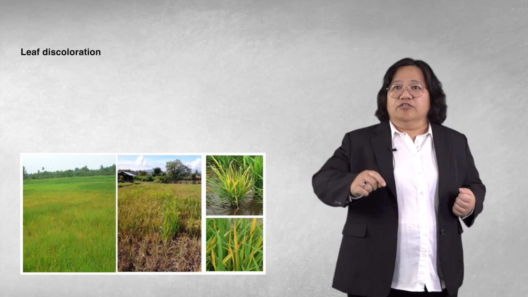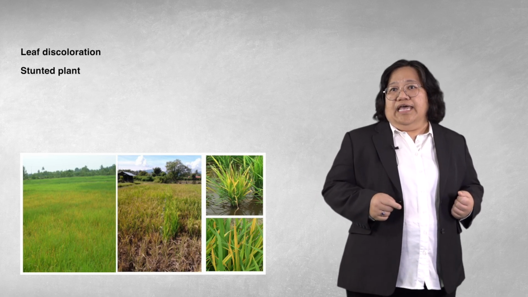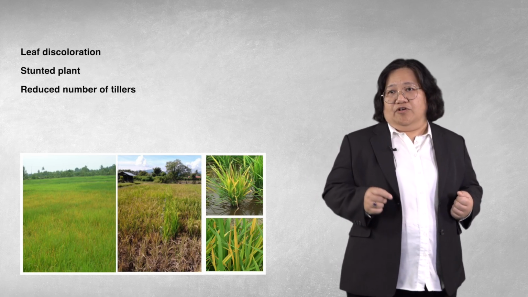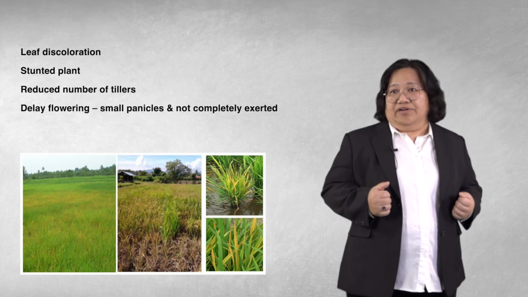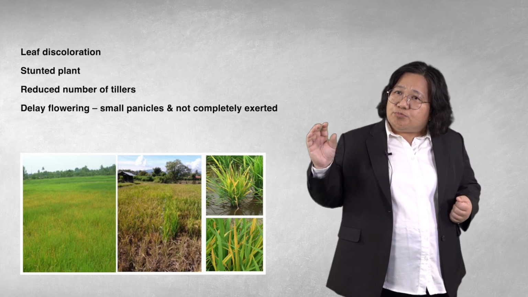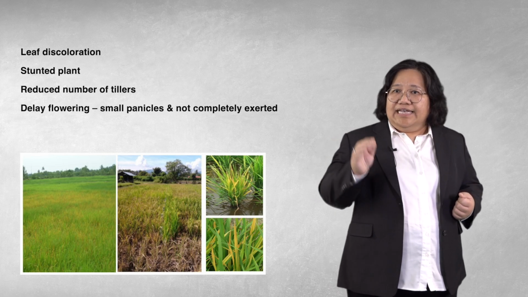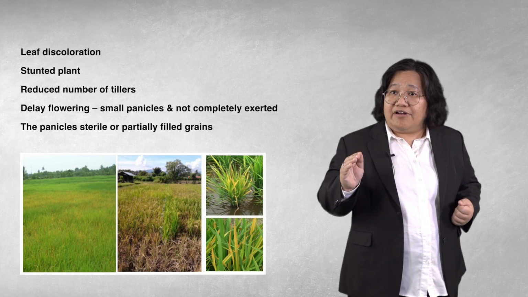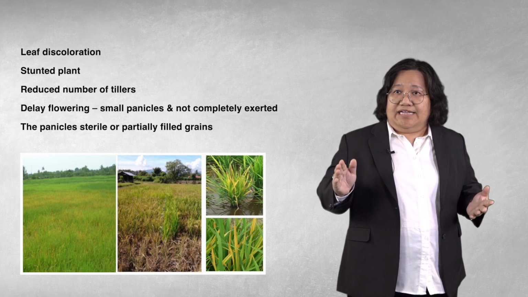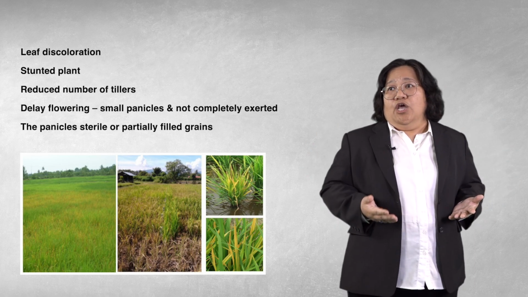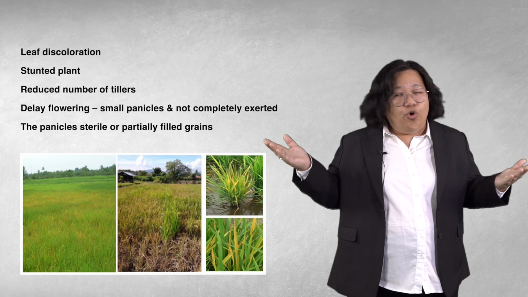And the plant will also be stunted in growth, and have a reduced number of tillers and delayed flowering. Delayed flowering will lead to small panicles or panicles that are not completely exerted. And these panicles usually have sterile or partially filled grains. And all these symptoms will lead to low or no yield at all.